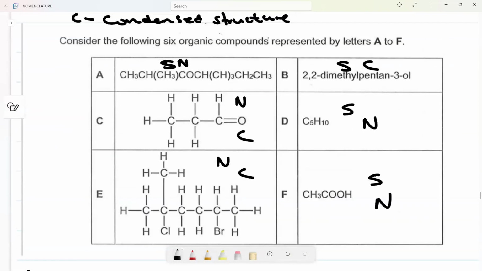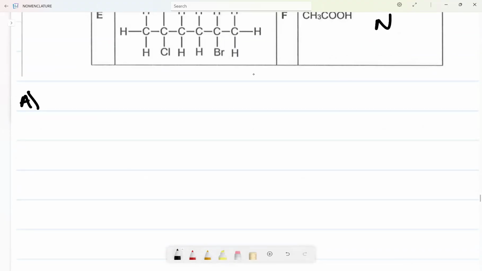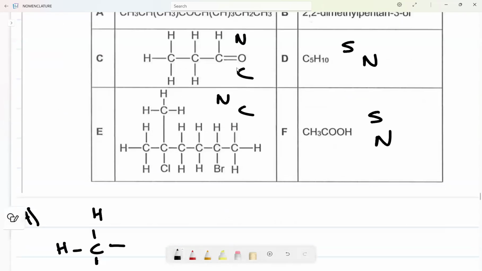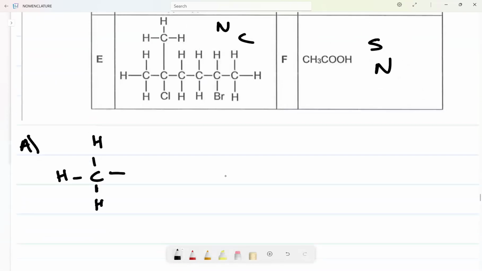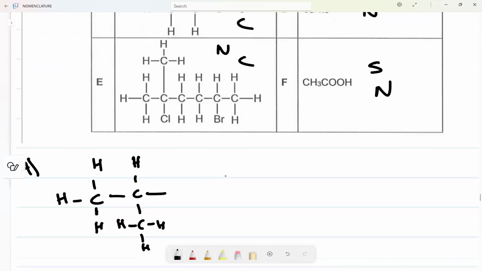Let's try to draw that: CH3, CH, CH, a branch, CO, CH. Let's try to follow that. It's going to be CH3, right? Am I incorrect or correct? CH3, CH, and a branch. This is CH and a branch like that. All right. Then what?